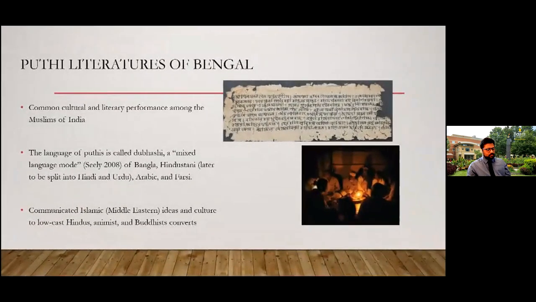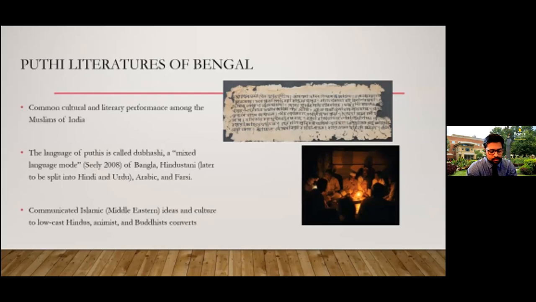To evidence this argument, I will point to two specific types of literature that existed prior to colonization and during high colonization. The first is the Puthi literature of Bengal. It was a very common culture and literary performance among the Muslims of India.